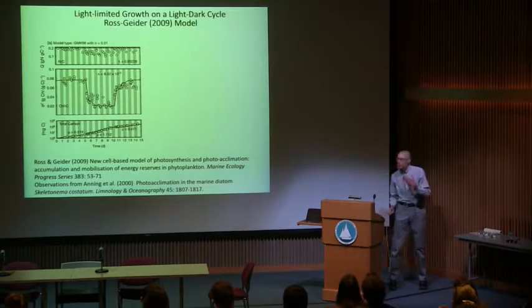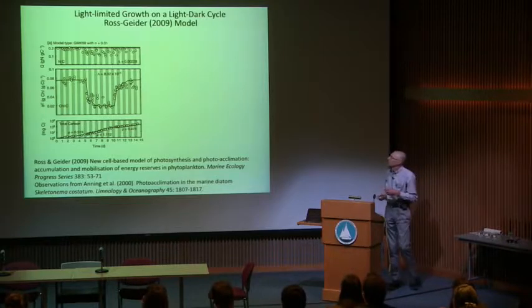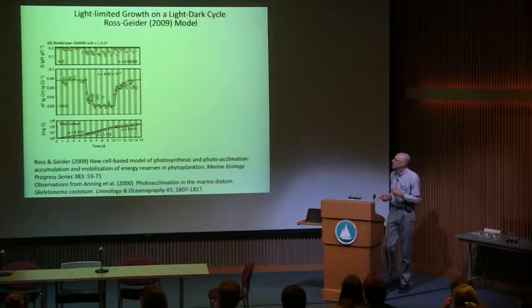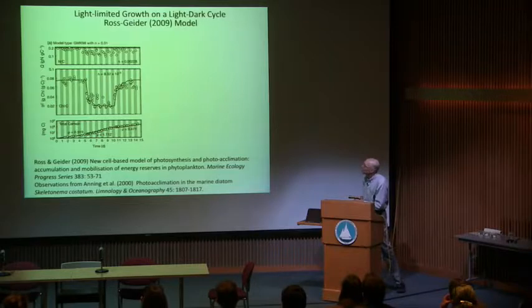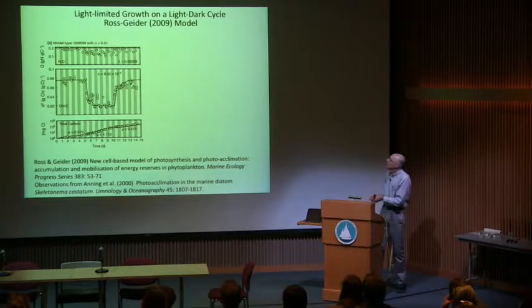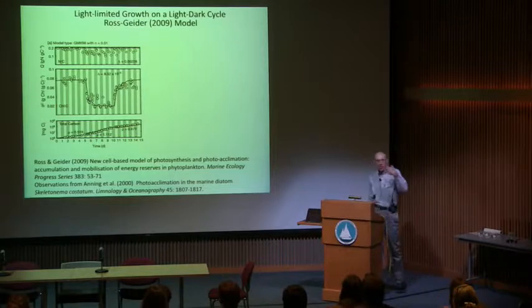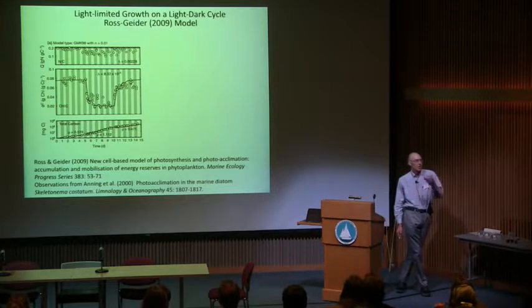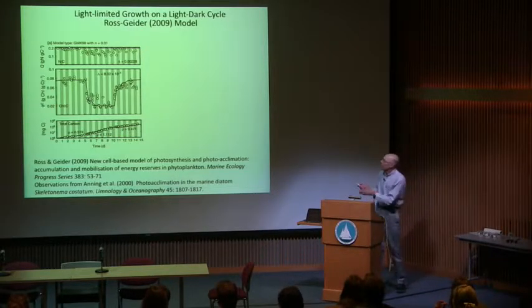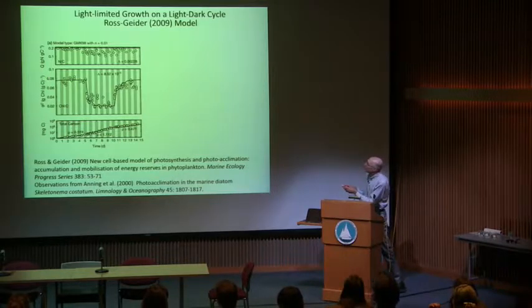We revisited the model with Oliver Ross about 10 years ago, and that was because we had some experimental results in which we did a light shift. We had grown skeleton hemocaustatum at low light for a period of time, shifted it to high light, and then shifted it back to low light. This is the data for the nitrogen to carbon ratio, which drops in high light, the chlorophyll to carbon, which drops in high light as well.